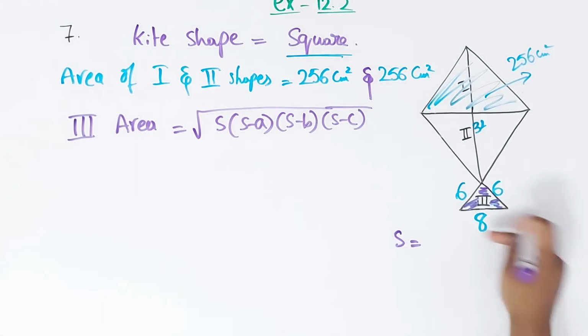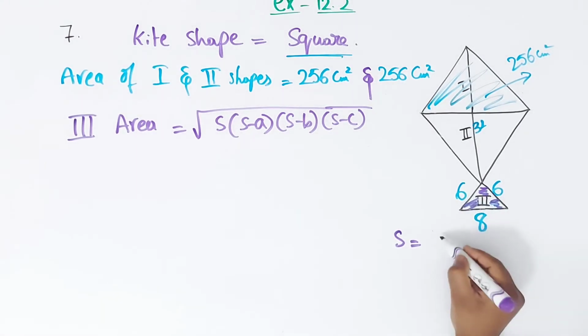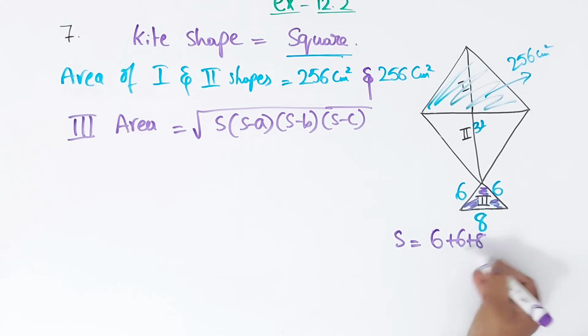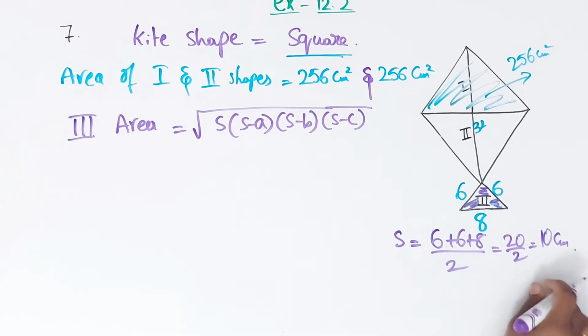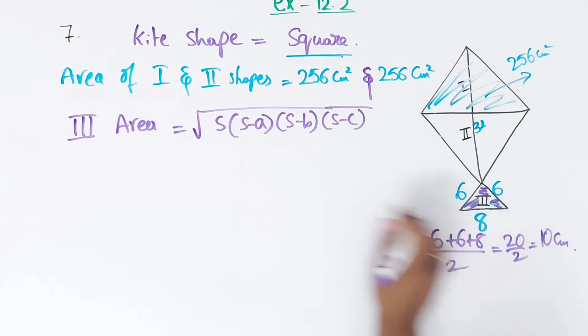Here S equals perimeter divided by 2, children, that is (6 + 6 + 8) divided by 2. 6 plus 6 is 12, 12 plus 8 is 20, divided by 2, children, that is 10 centimeters. Correct? Now we know the S value, we can find the area of the third shape.